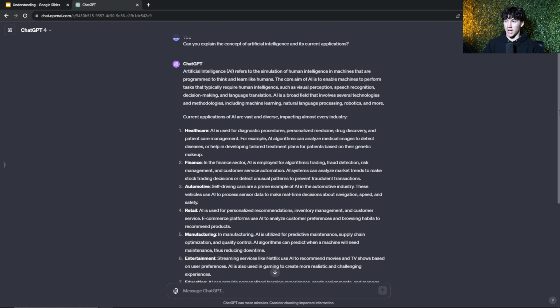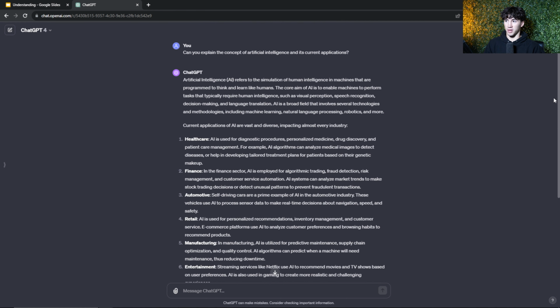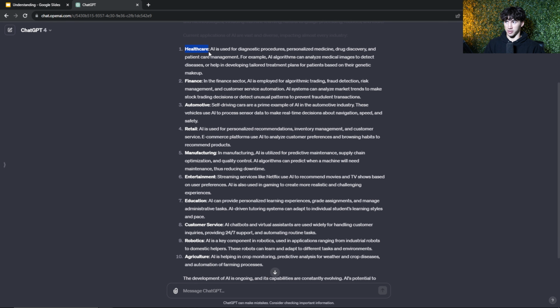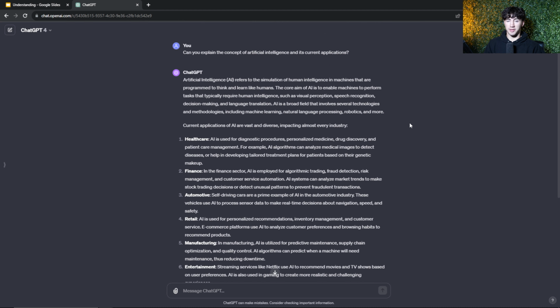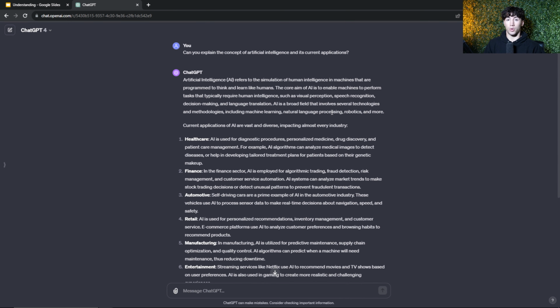And it did a wonderful job at generating this nice amount of information in order to try to explain artificial intelligence as a concept, and also it gave some of its current applications in different industries. So we have healthcare, finance, retail, automotive, and so on. But let's say we want to dive a little bit deeper into understanding everything that AI has to offer, and we see a word like machine learning. Maybe we want to understand what the term/concept of machine learning is.